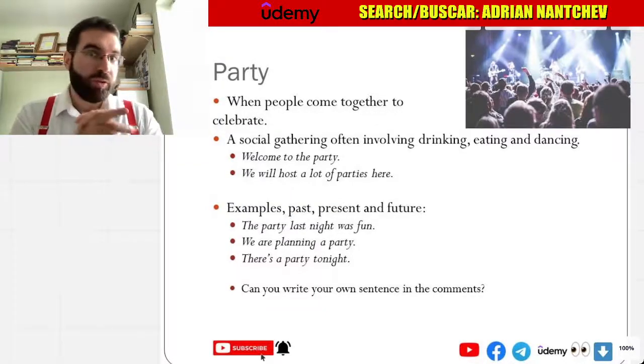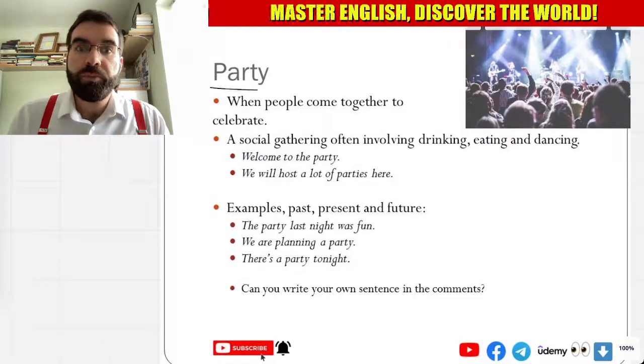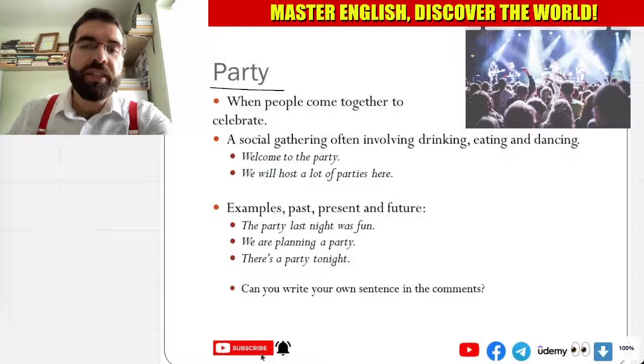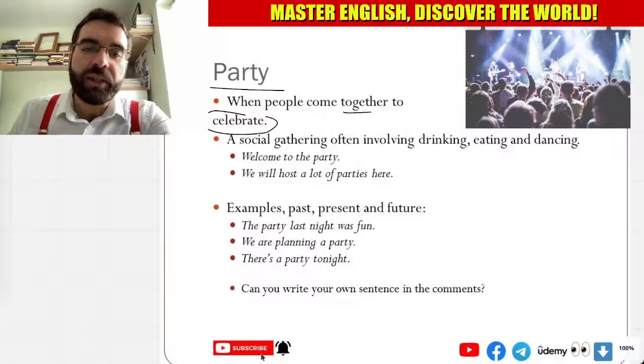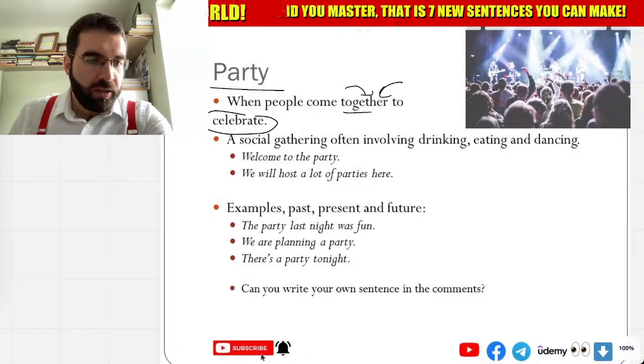Okay, language explorers. So let's look at today's Monday noun. Let's look at party. Party. When people come together to celebrate. Come together to celebrate.